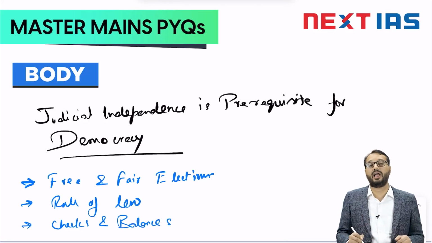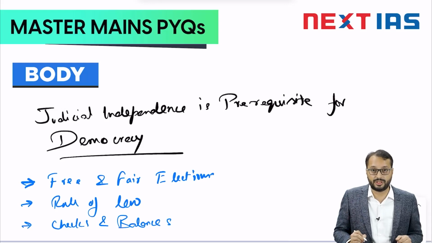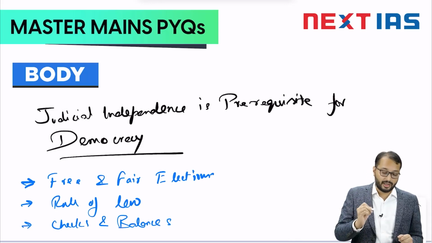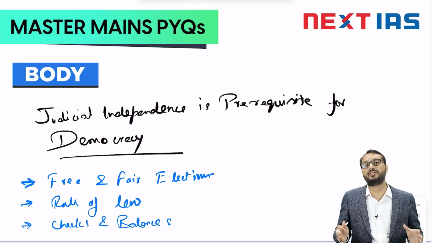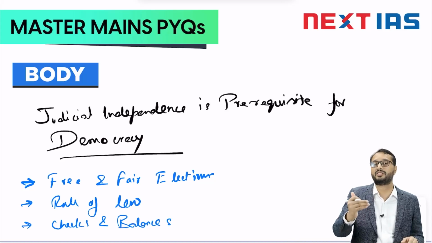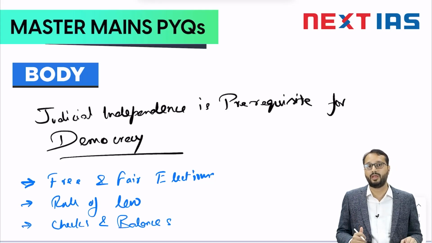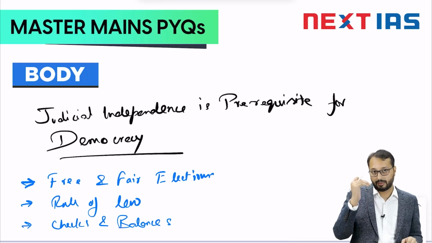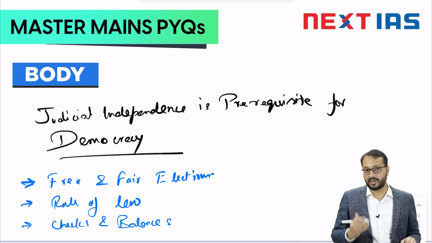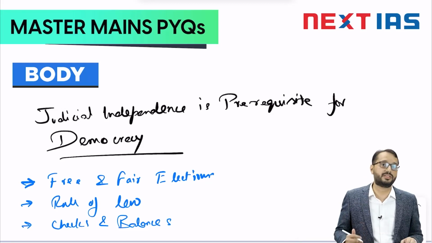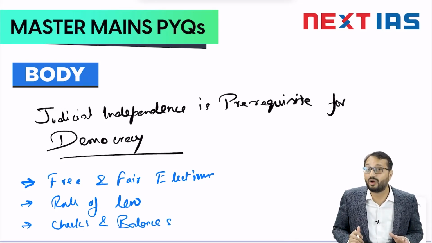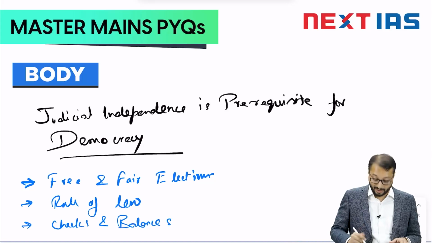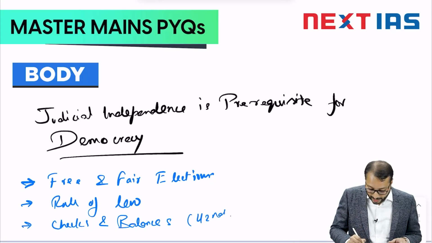Checks and balances. An independent judiciary ensures that there is an effective check over the misuse of powers by other branches of the government. It ensures that the other branches of the government do not turn authoritarian. Now, if you look at various landmark judgments, one of the most important judgments here was Kesavananda Bharati, which gave the doctrine of basic structure. And immediately after that, the government tried to invalidate the doctrine of basic structure by passing the 42nd Amendment Act.